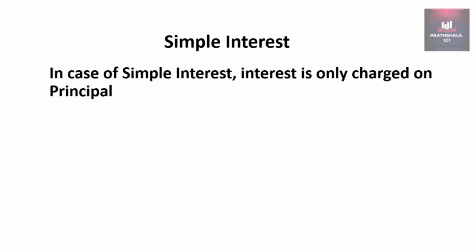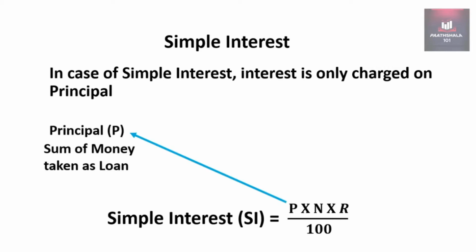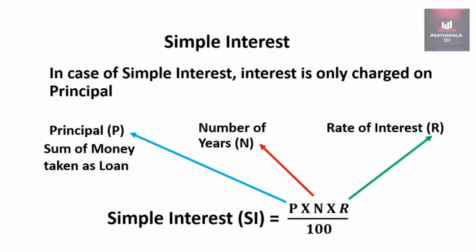The formula for simple interest is PNR upon 100, where P stands for principal, which is the sum of money taken as loan. N is the number of years, which is the duration of the loan. And R is the rate of interest, which is charged on the loan.